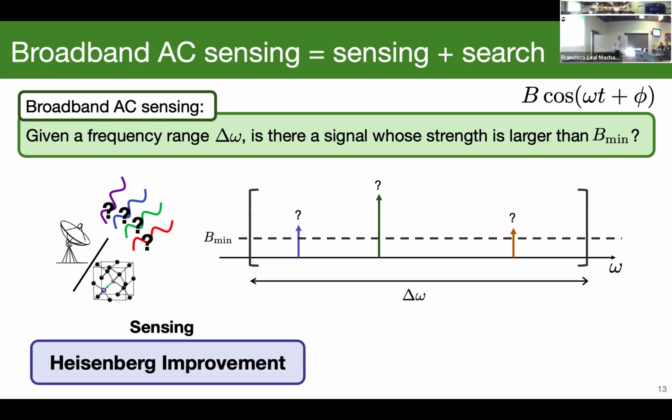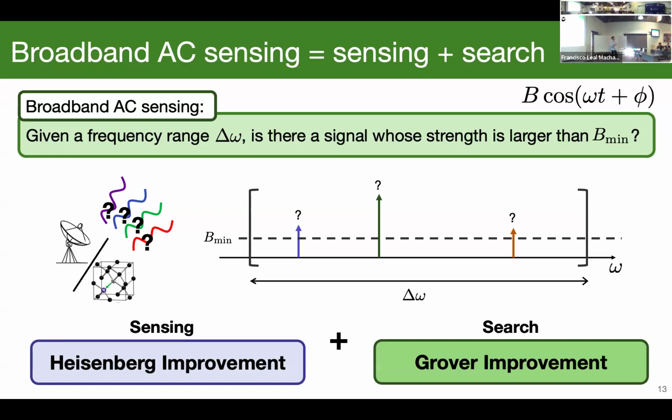You also have a notion, and this is where you have this kind of Heisenberg limit already. But on the other hand, there's an interesting problem that you need to know where to look for it. You need to search for your signal across this broadband frequency range. And we know that there's a different kind of quantum advantage that often comes in the notion of the Grover algorithm for such a problem.